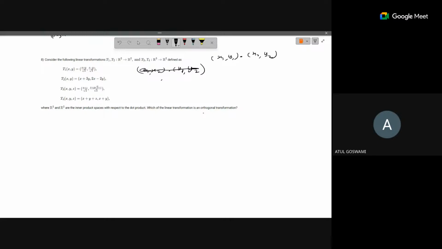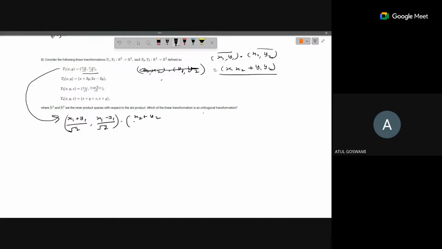Then we take the dot product. The dot product would be x1 x2 plus y1 y2. Let's check whether, when we take the image of these vectors and then take the dot product, it is the same or not. For t1 we are checking. The image vector of x1 y1 would be x1 plus y1 by root 2 comma x1 minus y1 divided by root 2. This is the first vector. Take the dot product with the second vector, x2 plus y2 divided by root 2 comma x2 minus y2 divided by root 2.